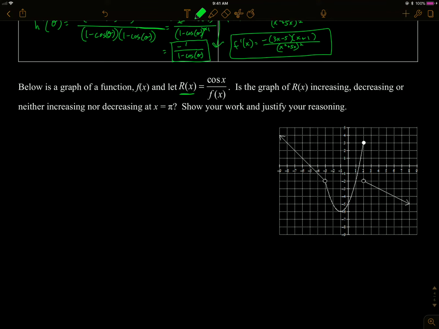So this is going to mean that if r prime of pi turns out to be a positive number, I know that when the derivative is positive, r is increasing. If the derivative at pi turns out to be negative, then I know r is decreasing. If it comes out to be 0, or undefined, then it's neither. So that's what we're going for here. So we want to take the derivative of r by doing quotient rule.